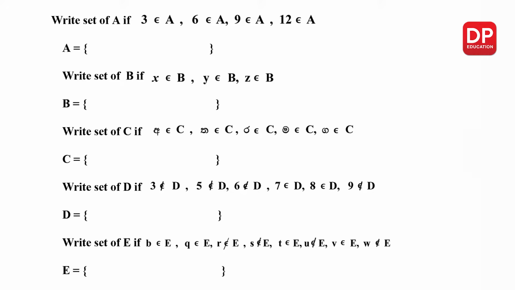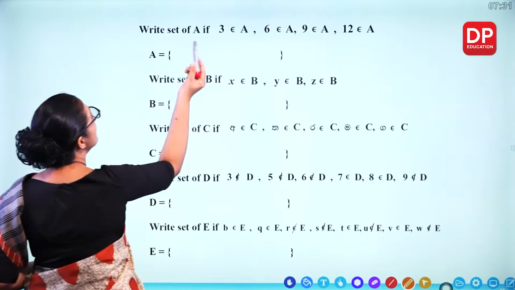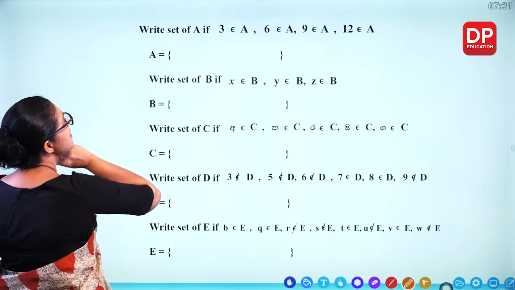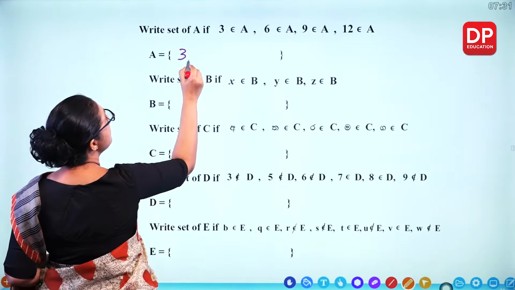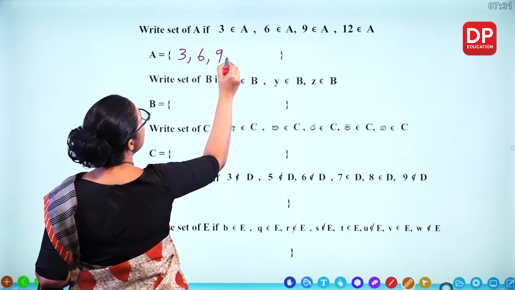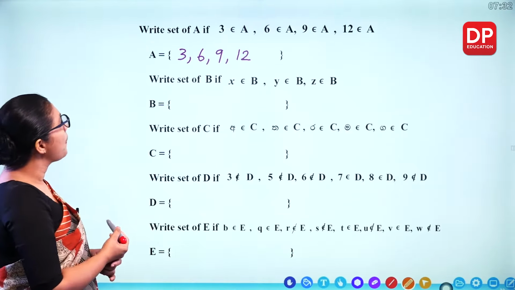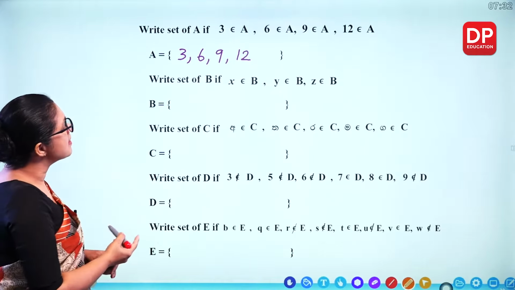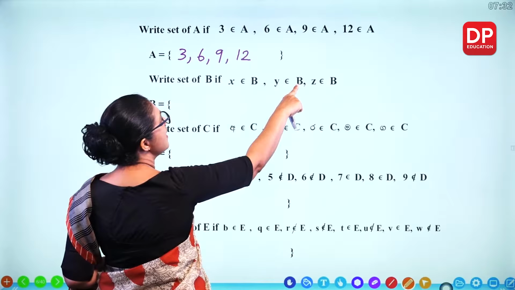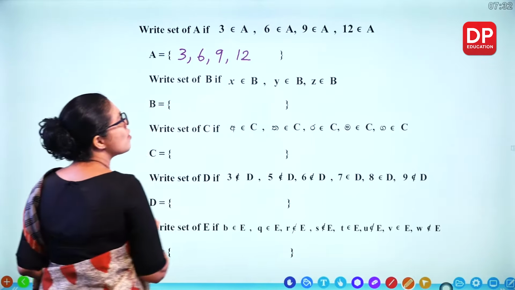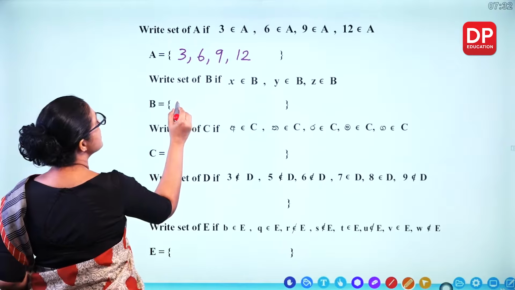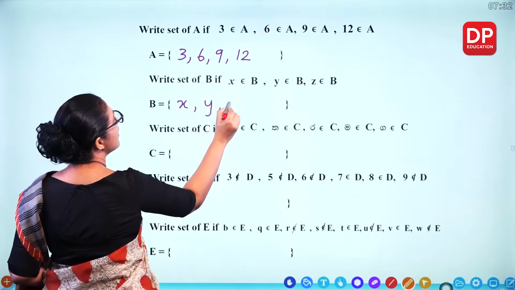Write set A if 3 is a member, 6 is a member, 9 is a member, 12 is a member. So we say member also. So we can say what are the elements in A. 3 is an element, 6 is an element, 9 is an element, and 12 is an element. Write set B if X is an element of B, Y is an element of B, Z is also an element of B. So what are the elements? X, Y, Z.